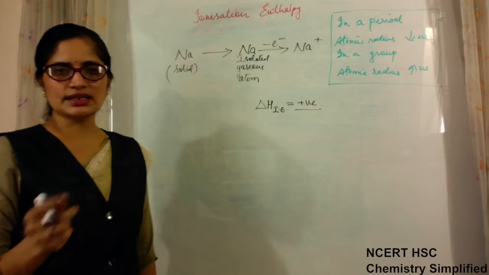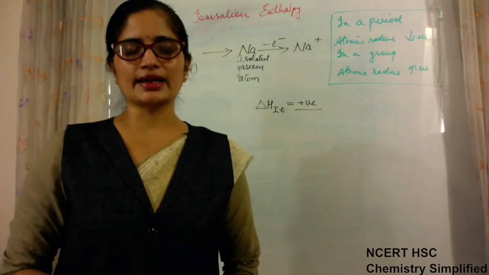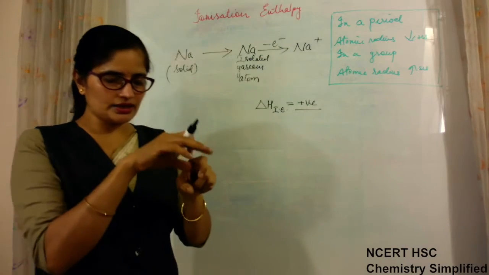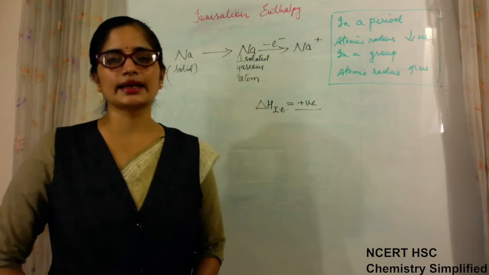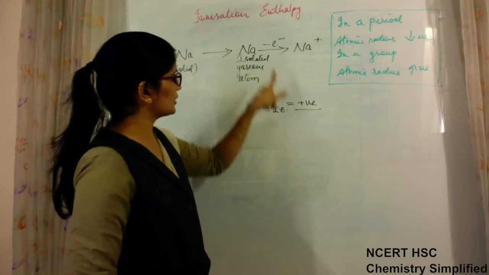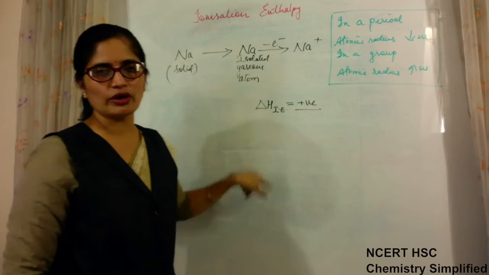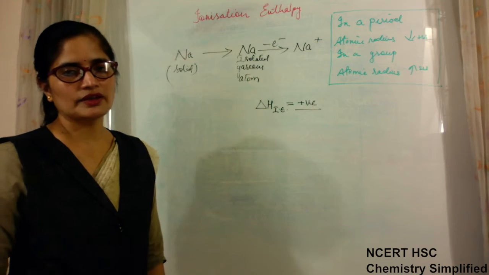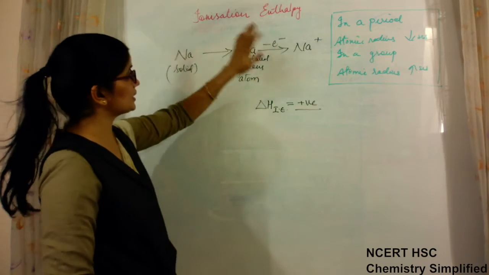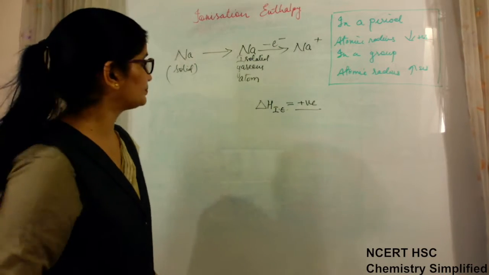Any energy which is given to a substance or a reaction is always mentioned as positive, and any energy which is released is given a negative sign. So delta H IE, ionization enthalpy, is positive for an atom if an electron is removed. Clear? So this is about ionization enthalpy.